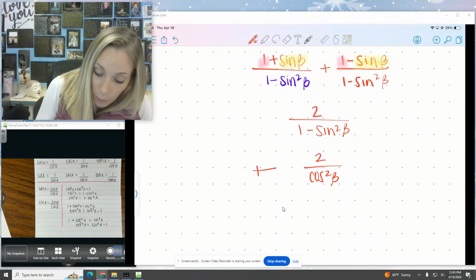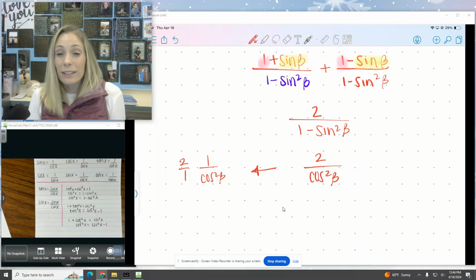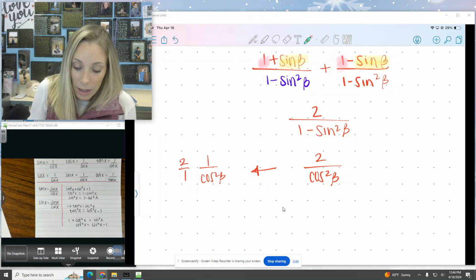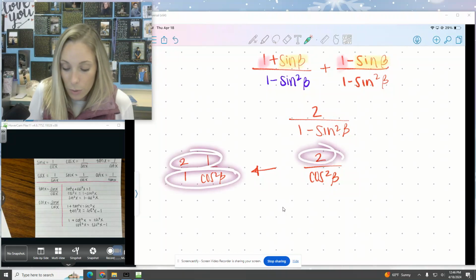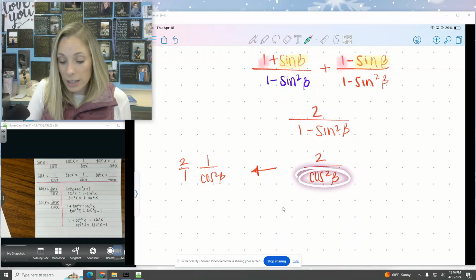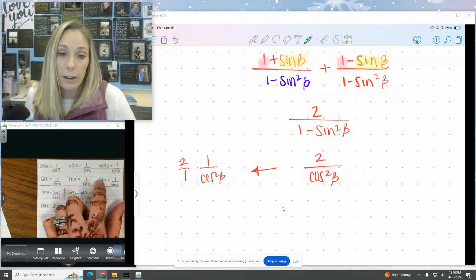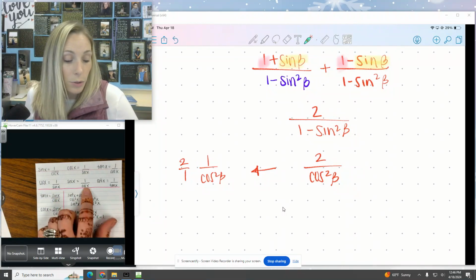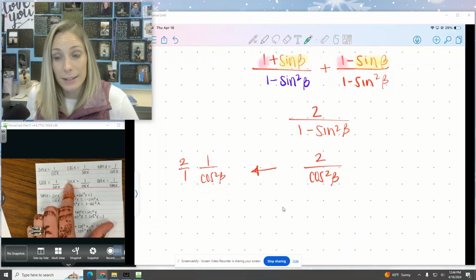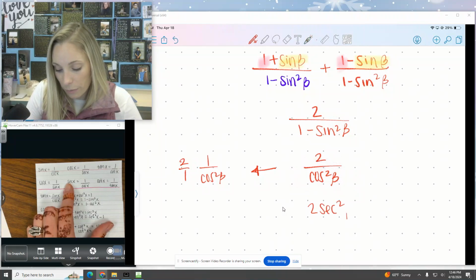Now, knowing what I know about fractions, this is the same thing as 2 over 1 times 1 over cosine squared of beta. I don't always write it like that because it's silly, but that's the same thing because 2 times 1 is 2 and 1 times cosine squared of beta is cosine squared of beta. What I do is every time I see a trig function in my denominator, I ask myself, how can I move that into my numerator? I have a cosine in my denominator. In the numerator, that would be a secant. So the 2 stays there, and that cosine squared of beta turns into a secant squared of beta.